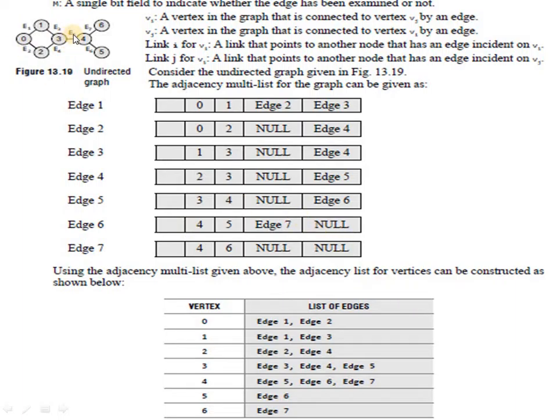Okay, we already visited this. So E7. Here we have edge 7, and its nodes are 4 and 6. So 4, 6, and there is no other edge. So null and null. This is a multi-list.